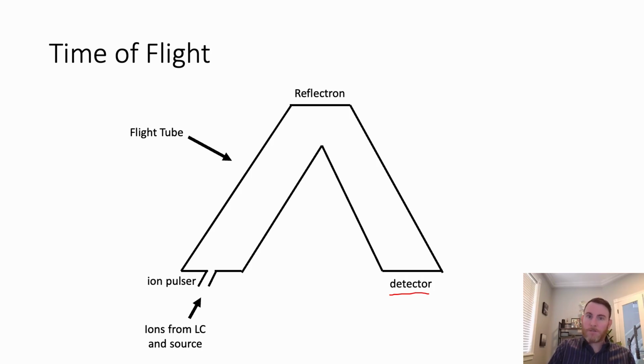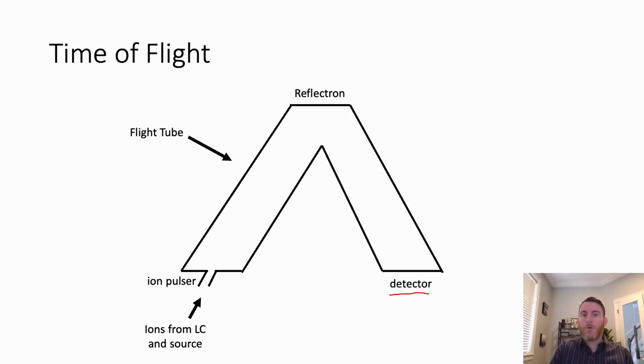You have compounds of interest. They've been separated by liquid chromatography. A very small amount of that liquid enters into an ion source, which is transitioning those compounds dissolved in liquid into ions. And now you have ions that are getting ready to enter into your flight tube at this point.